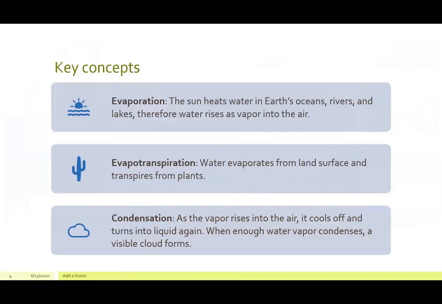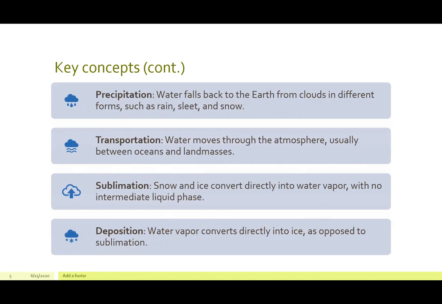This is to reiterate what we just said. Evaporation: the sun heats the earth's oceans, rivers, and lakes, therefore water rises as vapor in the air. Evapotranspiration: water evaporates from the land surface and transpires from plants. Condensation, as we talked about before: as the vapor rises into the air, it cools off and turns into liquid again. When enough water vapor condenses, a visible cloud forms. Precipitation: water falls back to the earth from clouds in different forms, such as rain, sleet, or snow. Transportation: water moves through the atmosphere, usually between oceans and land masses.